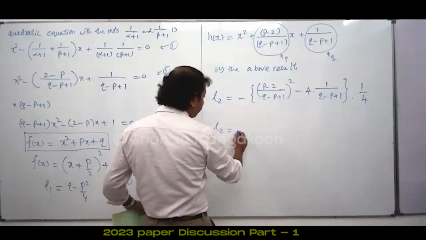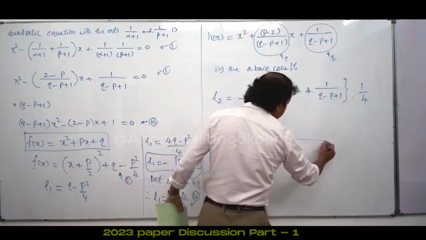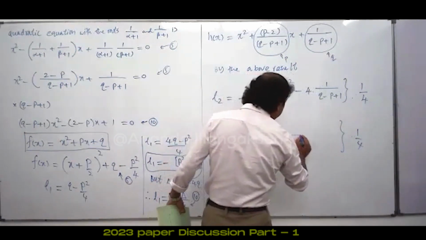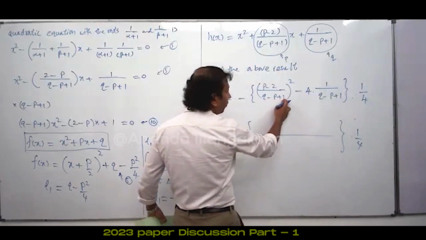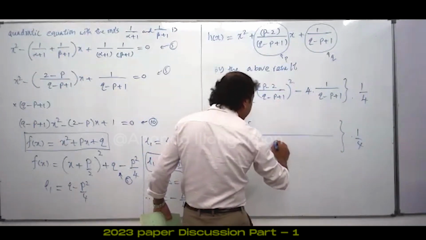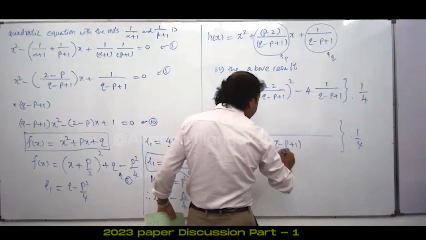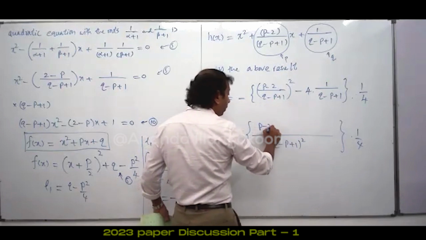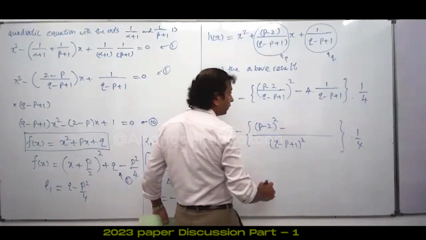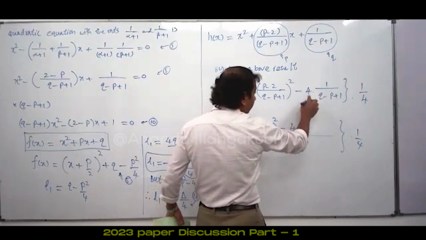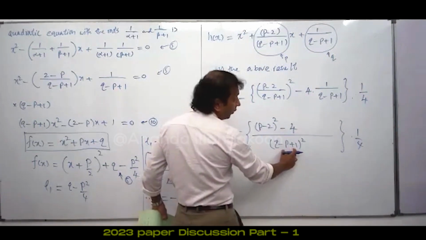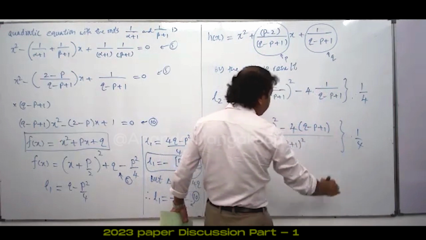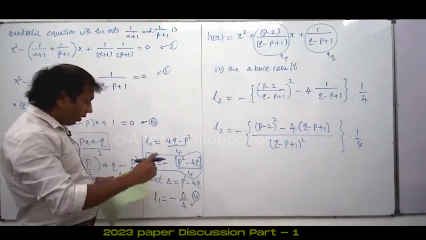L2 minus Q1 over 4. Here, Q minus P plus 1 perfect square, no? That I am going to take as common denominator. So this is Q minus 2 perfect square minus 4 times. Since this is a perfect common denominator, this should be multiplied by Q minus P plus 1, no? Then you have to simplify that.